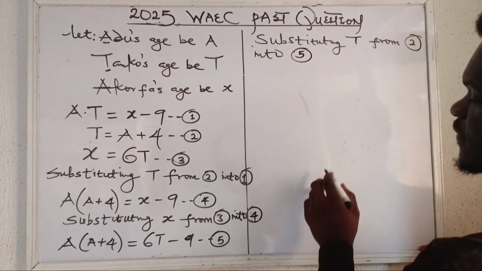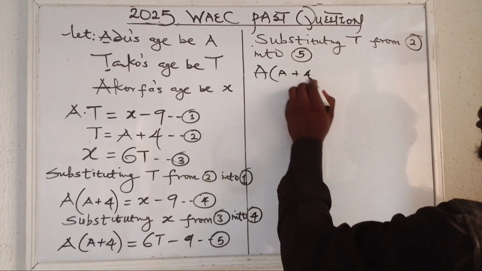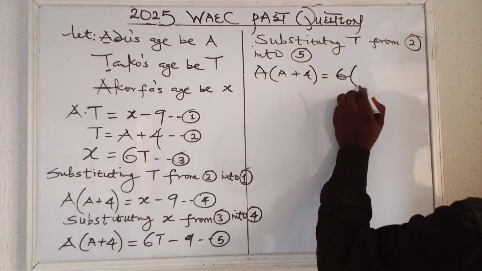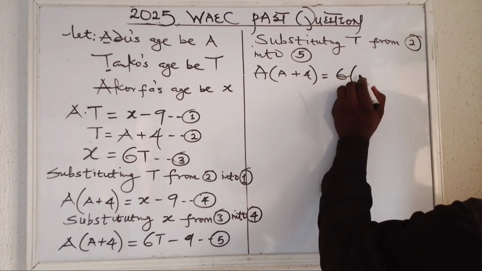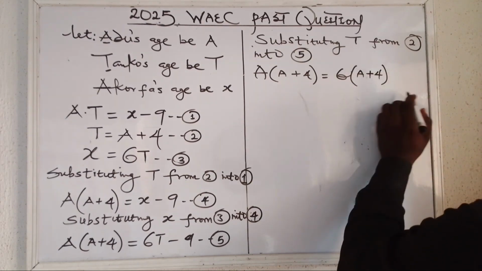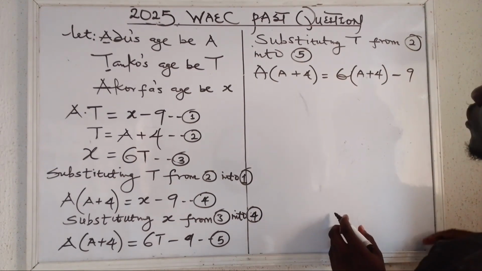Yes, into 5. So what do we get now? We get a, then a plus 4, okay, equals 6. What is t now from 2? We have a plus 4, sorry about that, a plus 4, then subtracting 9 from that. So once you've done that, what do we do?